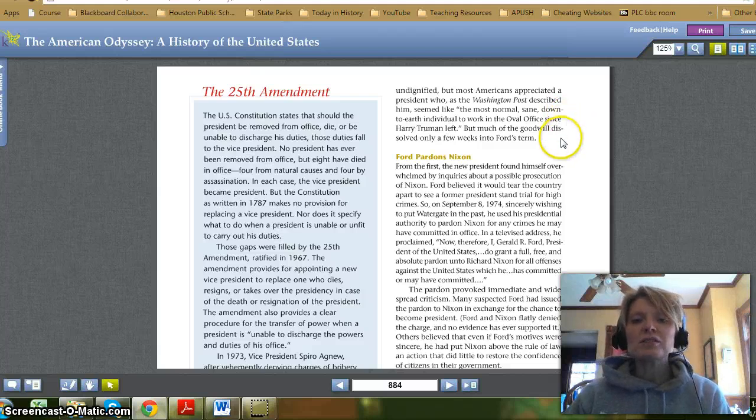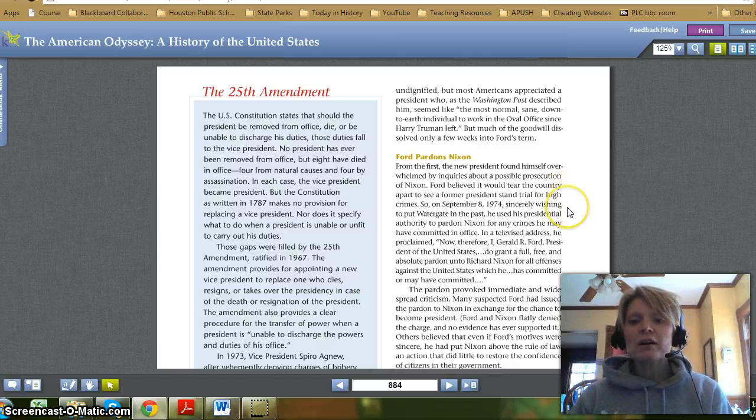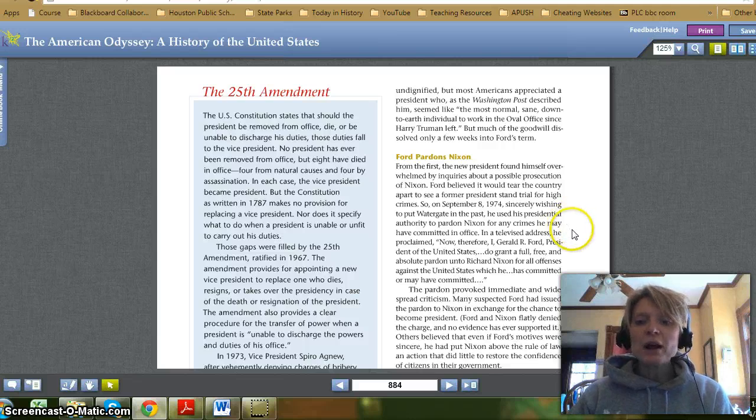But much of the goodwill dissolved only a few weeks into Ford's term. Ford pardons Nixon. From the first, the new president found himself overwhelmed by inquiries about a possible prosecution of Nixon. Ford believed it would tear the country apart to see a former president stand trial for high crimes. So on September 8, 1974, sincerely wishing to put Watergate in the past, he used his presidential authority to pardon Nixon for any crimes he may have committed in office.